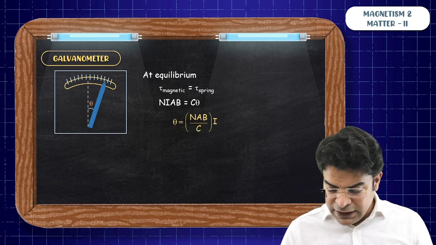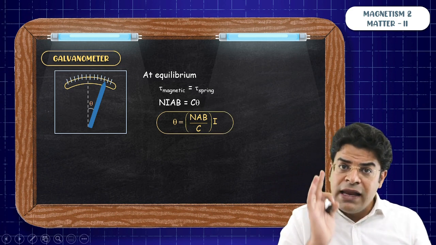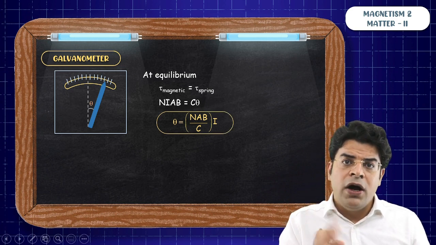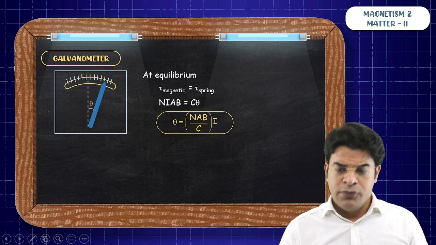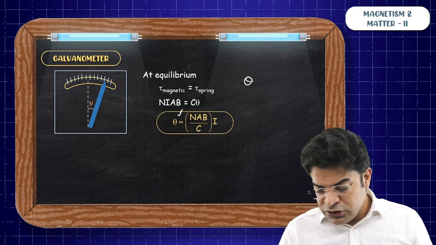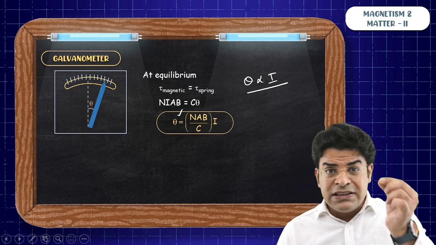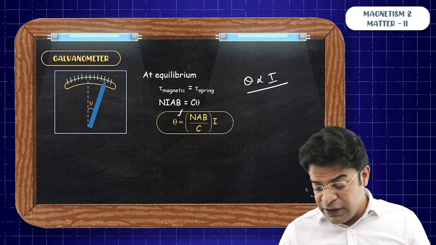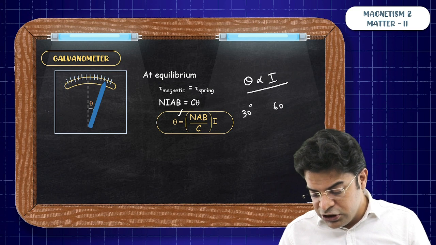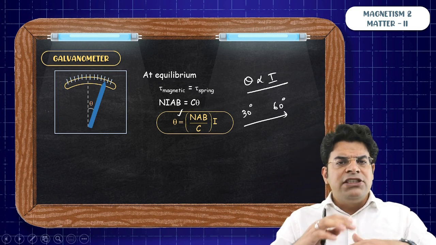Now, bachcho, you can see here for a galvanometer, a moving coil galvanometer in which the coil turns, the deviation produced is directly proportional to current. So if for this galvanometer they say that the deflection changes from 30 degree to 60 degree, you will say that, sir, the deflection becomes double.